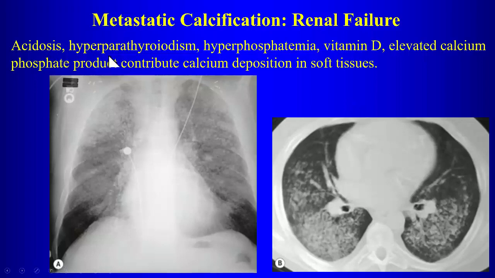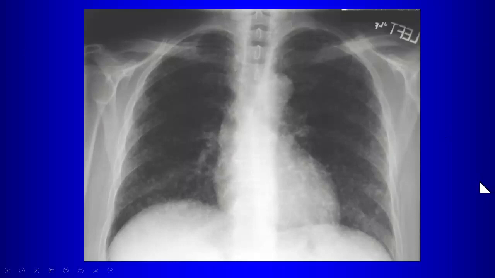So, of course, the renal failure is associated with acidosis, hyperparathyroidism, hyperphosphatemia, vitamin D problems, elevated calcium, phosphate. So that contributes to this calcification that can occur within the soft tissues, all right?